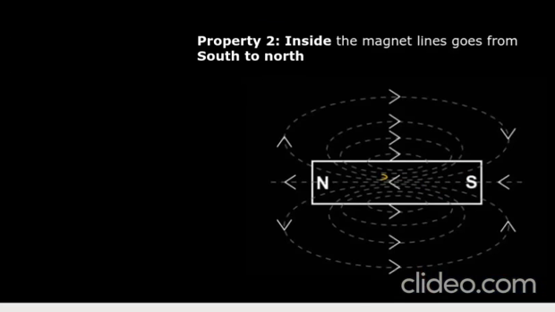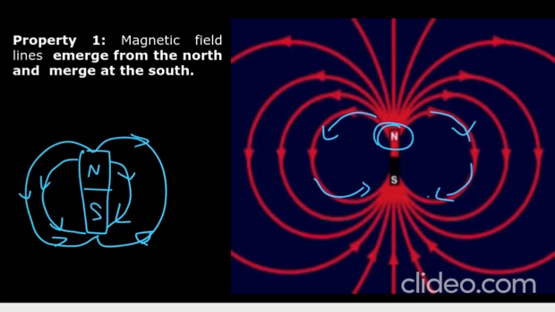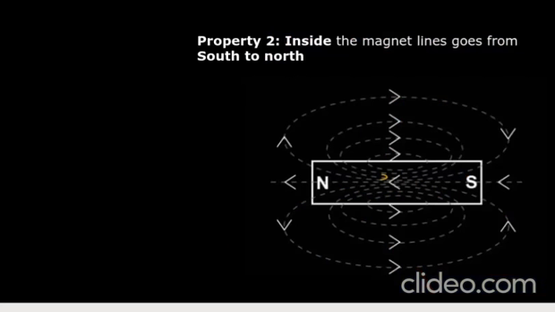Property number two: inside the magnet, lines go from south to north. Now see this, there is some kind of confusion, but don't get confused. See, inside and outside both we have. Correct? Now when I talk about the exterior part, when I say magnet from outside, the magnetic lines are moving from north to south outside, but inside the magnetic lines are going from south to north. Okay, from south to north they are going like this, but from here it goes back like this, and it again comes back to here.